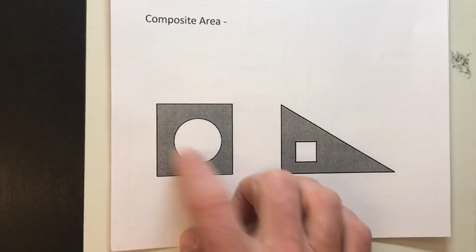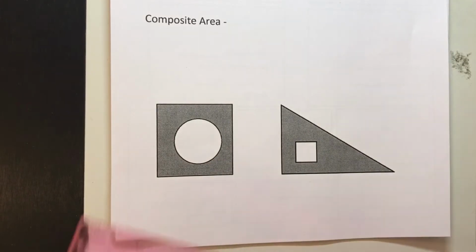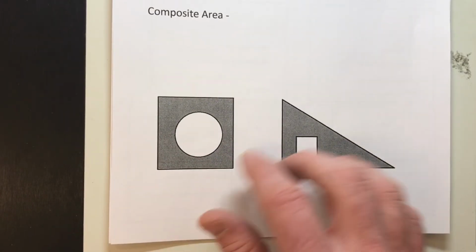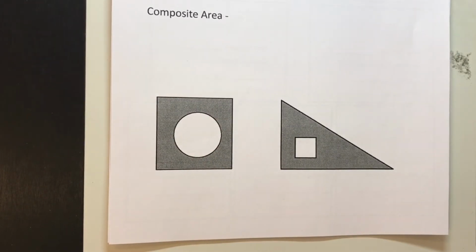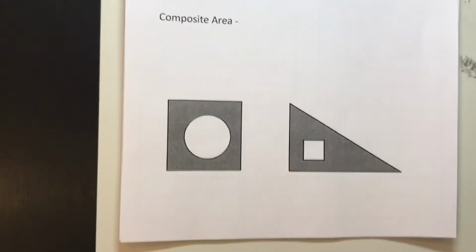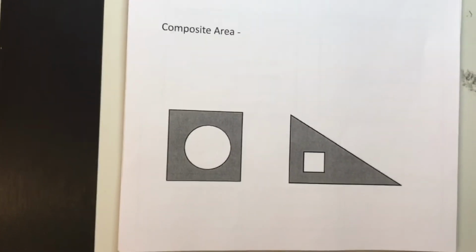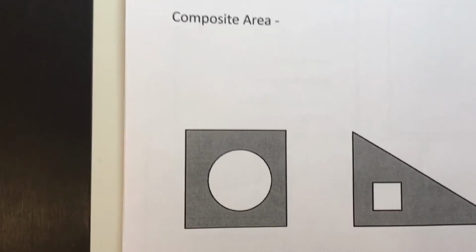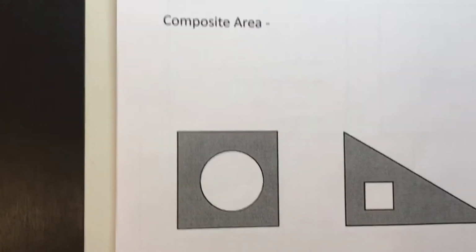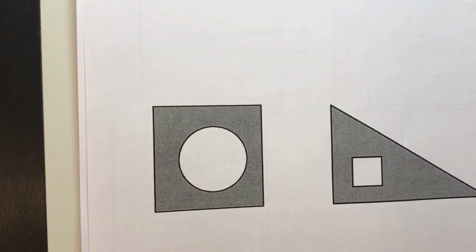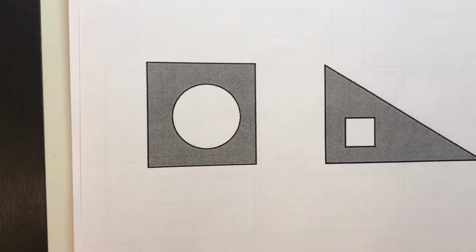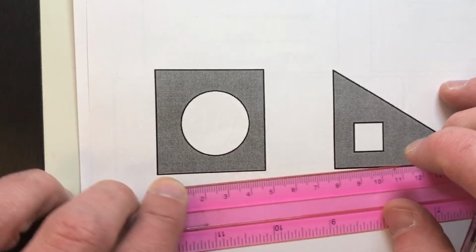Okay, now what we're going to do is find the area of the shaded part here. Okay, so this is like we did yesterday. So in general, how am I going to find the area of the shaded part? Okay, so I'm going to find the area of this square, right? And then what am I going to do? Okay, good. So I need to find the area of both shapes. I need to find the area of the square and the area of the circle. So let's start off with the area of the square.